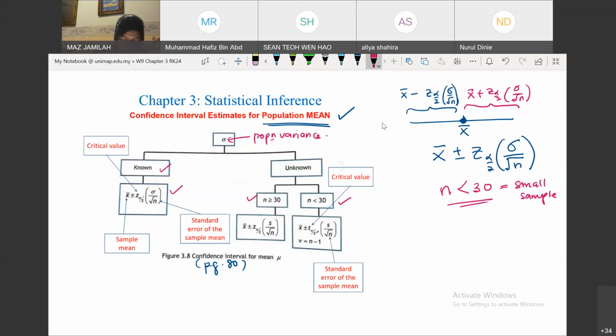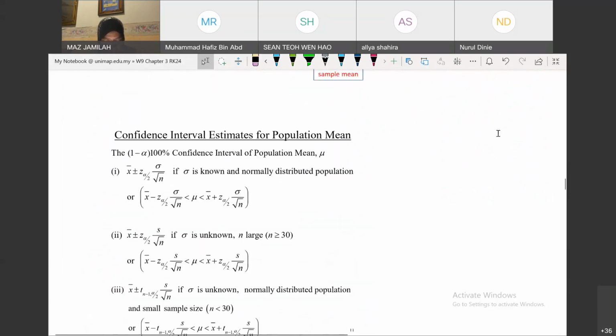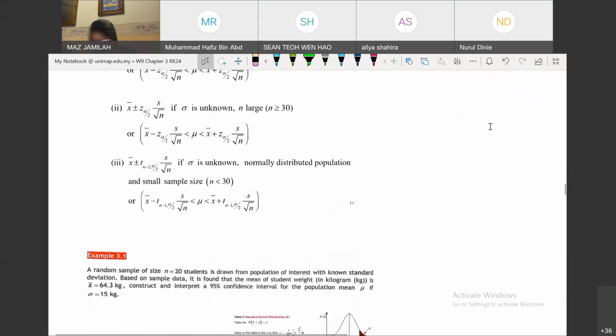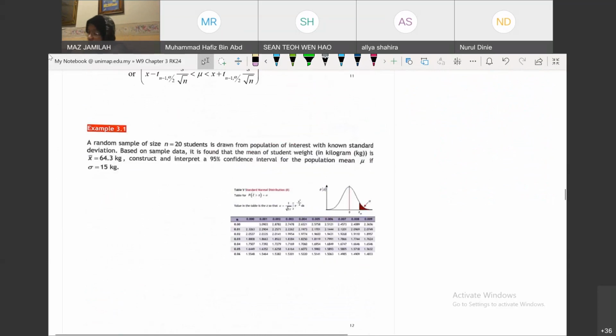The z alpha over 2 is what we call our critical value, and x bar is our sample mean. The thing inside this bracket is what we call the standard error of the sample mean. So let's say we are going to use this particular guideline to find your confidence interval for the population mean. Let's see a few examples. This one would be something like in your textbook. Okay, let's move to the first example, example 3.1.